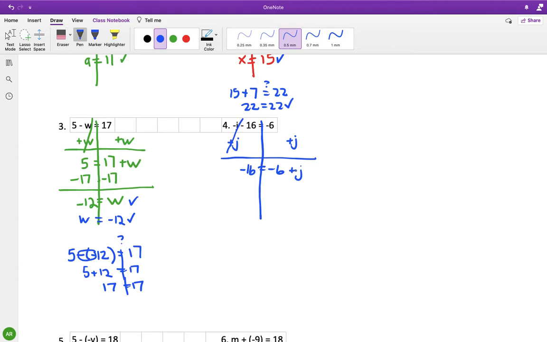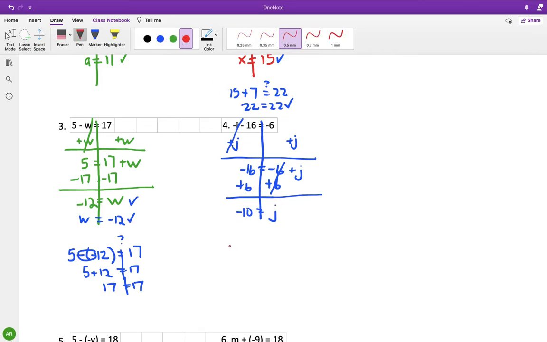Now I'm going to ask myself, what's happening to j? Well, I'm adding negative 6. Remember, adding a negative 6 is the same as subtracting. So in order to get rid of that negative value, I just add 6 to both sides. Remember, when you have the sign in front of a constant, it's really the same thing as subtraction. So this cancels out. Negative 16 plus 6 is negative 10. So I think j equals negative 10. Let's check.